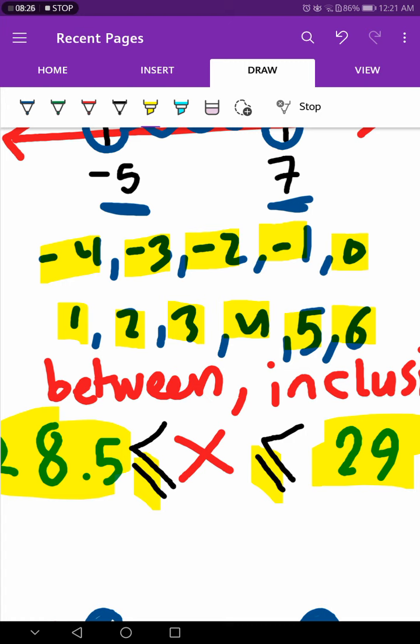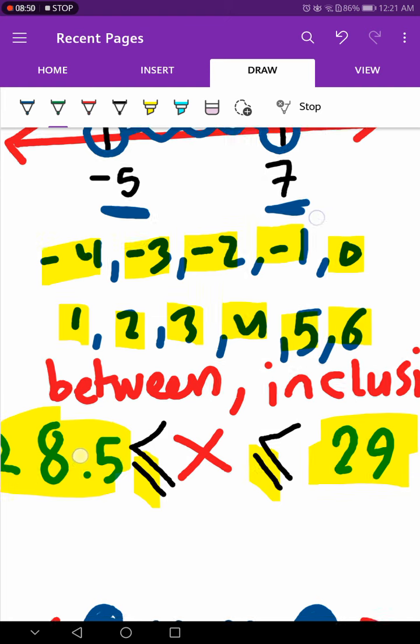That means there are infinitely many numbers between -5 and 7. For example, -5, sorry, -4.991. Okay, I will not let you get lost.